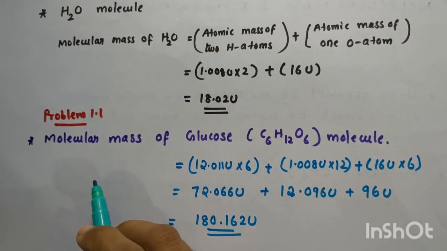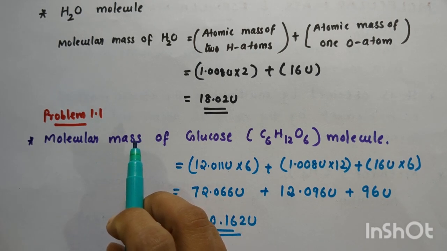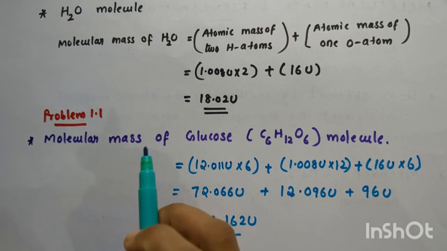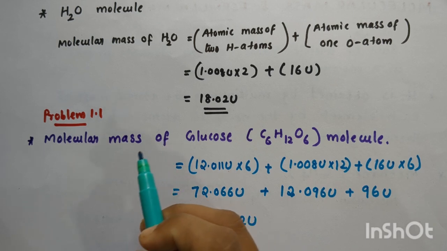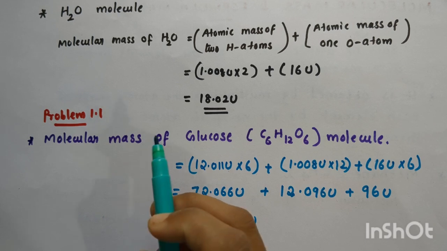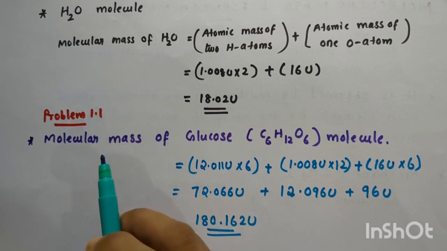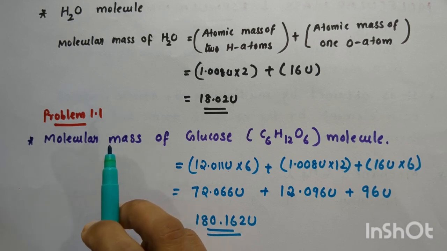Molecular mass is the sum of atomic masses of the elements present in a molecule. I hope the idea of how to find the molecular mass is clear to you. You just want to find the atomic mass of each element. There will be many atoms present in it, so you multiply the atomic mass of one element by its number of atoms, then add all those together, and you will get the total molecular mass of that molecule.